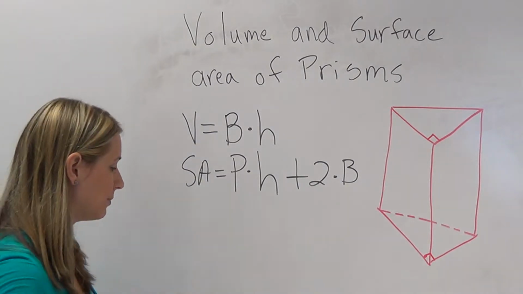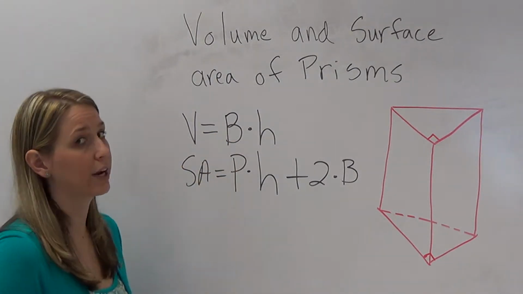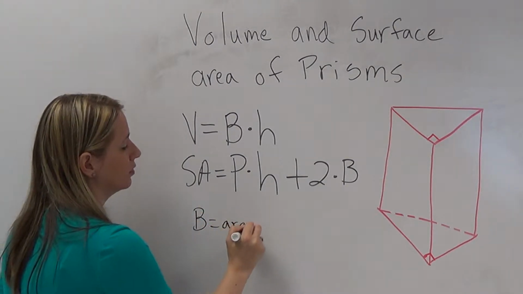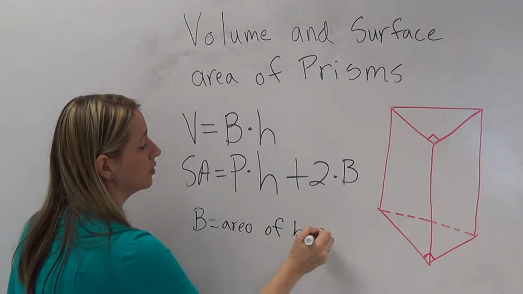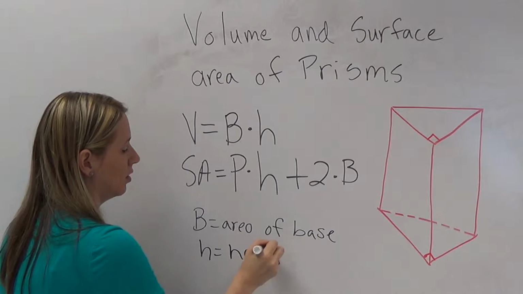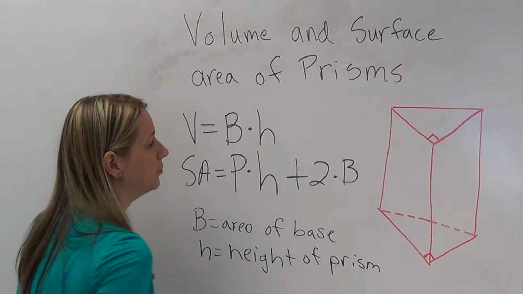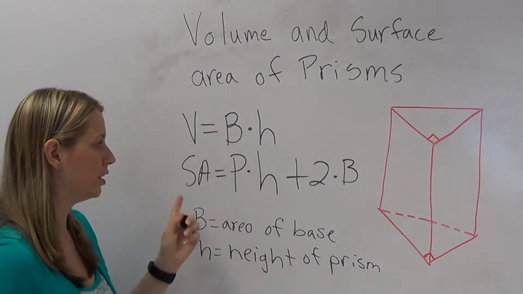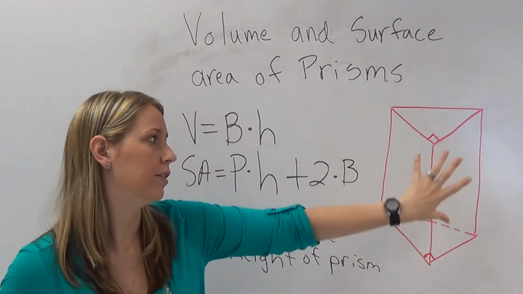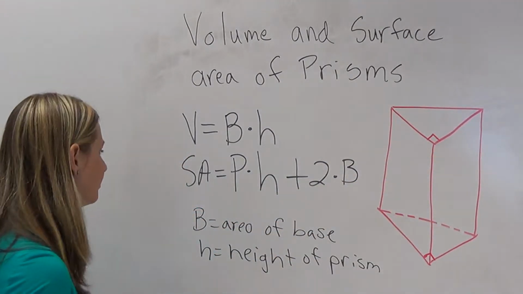So let's talk about what these things mean. In the volume formula, this big B stands for area of the base, and the H stands for height of the prism. Okay, so that's what you need to find the volume. And then you've got your surface area formula. Volume is like the total inside portion of it. Surface area is all the area of all the different shapes surrounding it.